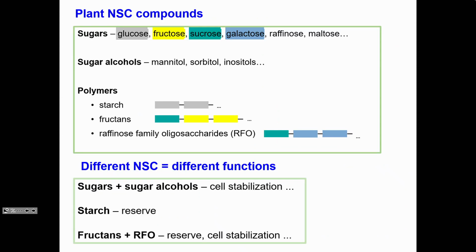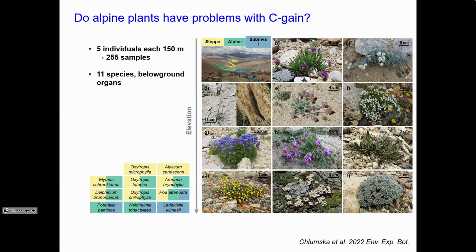She was particularly interested in the different NSC compounds, because this is, again, like a black box. The total non-structural carbohydrate can be decomposed into sugars, sugar alcohols, and polymers, like starch, fructan, and raffinose family oligosaccharides. And they have different functions: sugar plus sugar alcohol, cell stabilization; starch primarily as a reserve; fructans and RFO, reserve and cell stabilization. So we took 11 species and sampled them across more or less the entire elevation gradient, from low to high elevation, including the upper elevation limit, from steppe to subnival. Yeah.